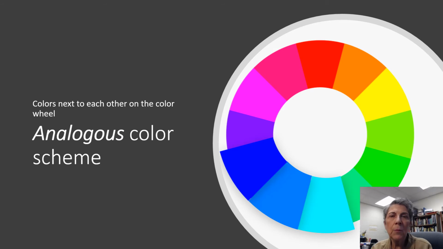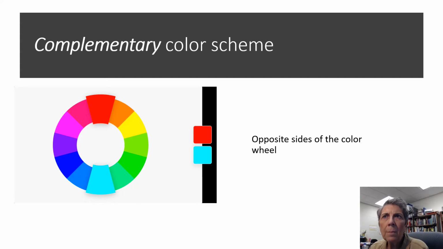Then you have a color scheme called analogous, and that means when you create variations, well, using colors next to each other on the color wheel. Again, the color wheel is the foundation to understand these color schemes. So that's analogous, next to each other, okay? Complementary is colors across from each other, opposite. And so these are complementary colors.